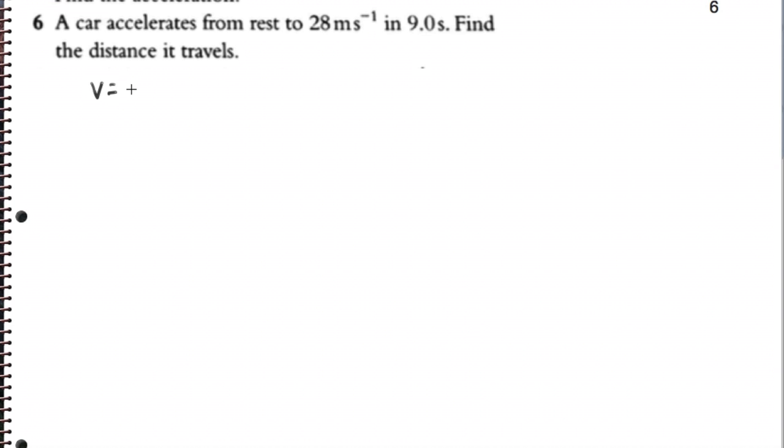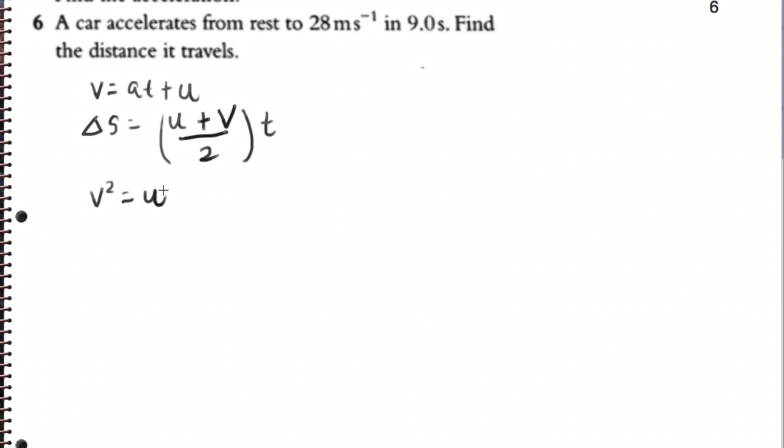So we have the velocity is at plus the initial velocity. We have the distance traveled, or rather the distance covered, is the initial and the final velocity averaged times the time. We have v squared equals u squared plus 2a delta s. And finally, I know there's one more, which is delta s equals 1/2 at squared plus u times t.